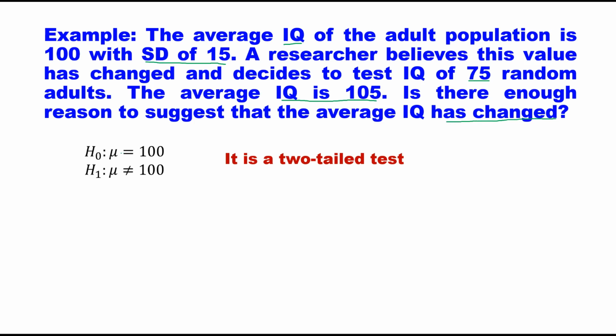The null hypothesis here will be that the average IQ is the same, mu is 100, and the alternate hypothesis will be that it is not 100. So it can be larger than 100, it can be smaller than 100. So it is a two-tailed test. The second step is now to define alpha. Alpha, let us take 5%.